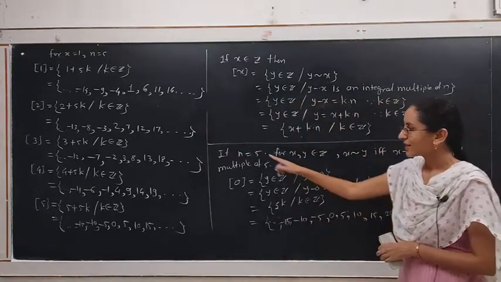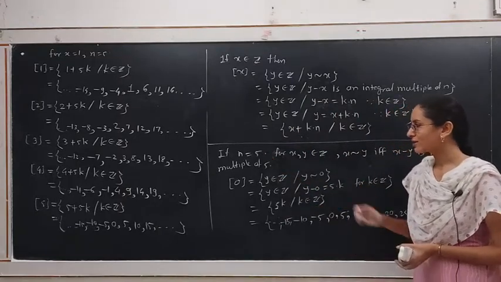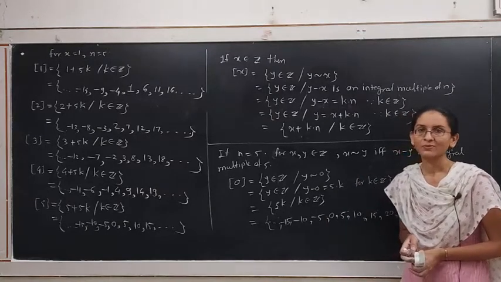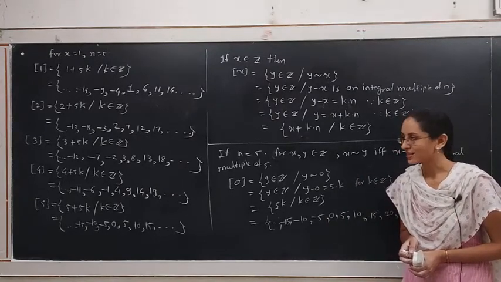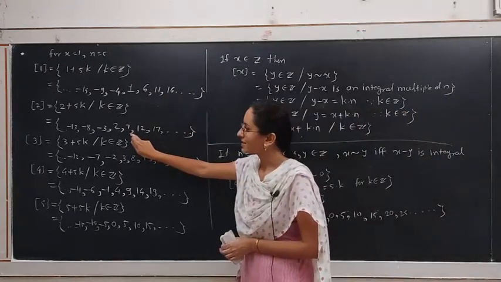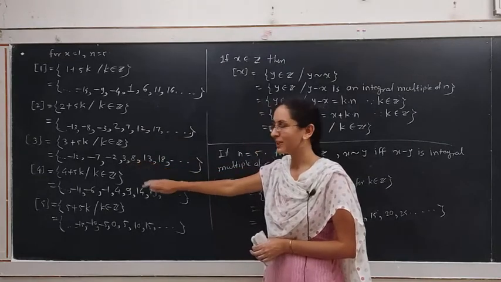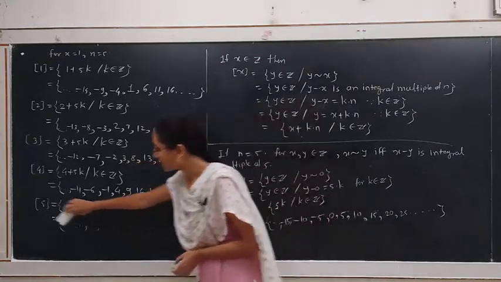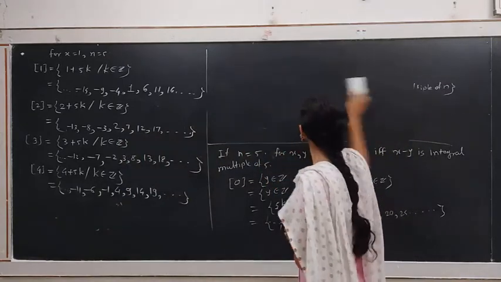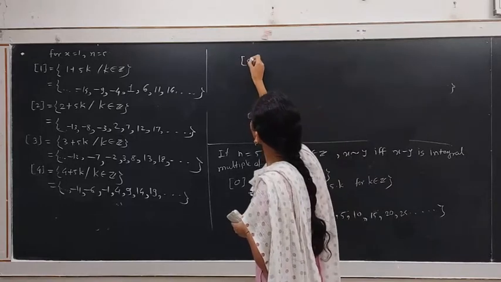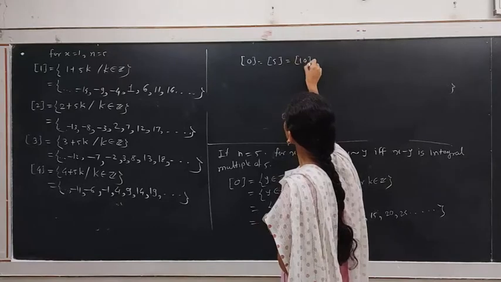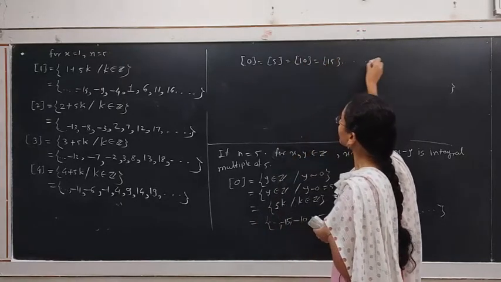So if we consider n equal to 5, then over the set of integers there are only 5 equivalence classes. First is the equivalence class of 0, second is the equivalence class of 1, next is the equivalence class of 2, next is the equivalence class of 3 and the equivalence class of 4. The equivalence class of 5 and the equivalence class of 0: the equivalence class of 0 is equal to the equivalence class of 5, is equal to the equivalence class of 10, equal to the equivalence class of 15 and so on.